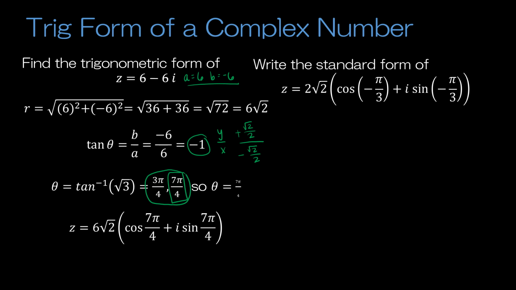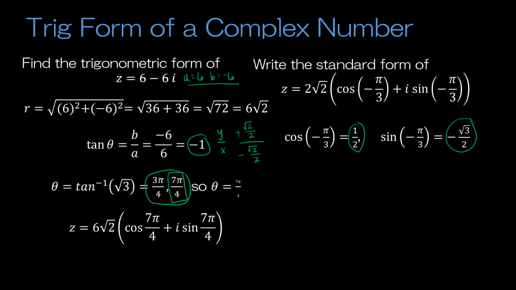Now let's see if we can go in reverse. We can see that we already have it written in standard form, and now we want to go in reverse to write this in trigonometric form. How are we going to do that? Well, the first step is to say, what is the cosine of negative pi over 3, and that's 1/2. What is the sine of negative pi over 3, and that is negative radical 3 over 2.